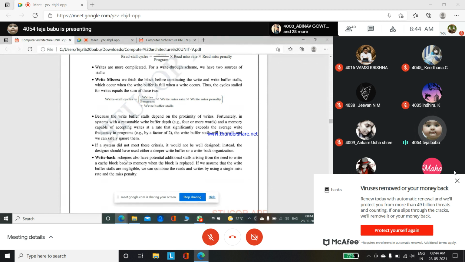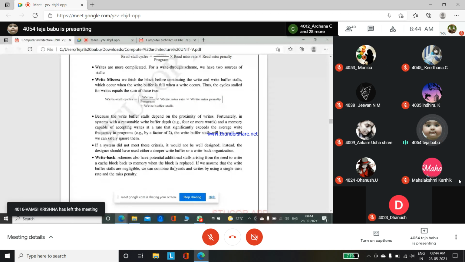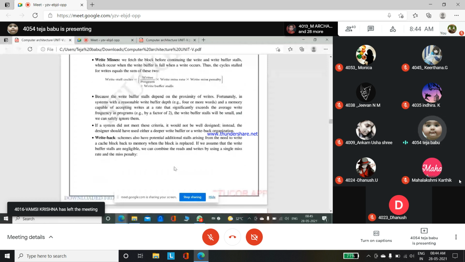Okay, let's see what write back is. It's a storage method in which data is written into the cache, and it is stored in main memory as well in the corresponding location, but only at specified intervals. At specified intervals only, we have to store the data into the main memory in the corresponding location of the cache.